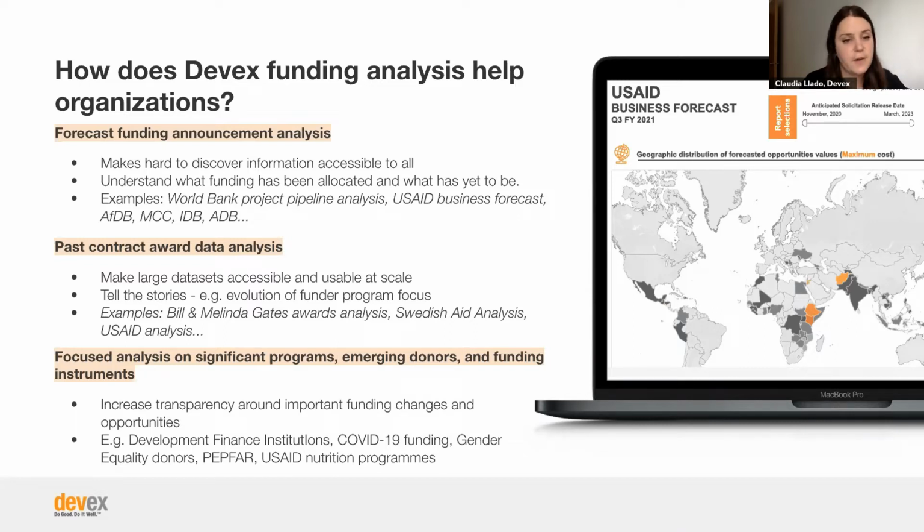The team also put together a COVID-19 funding data analysis where it captured all donor announcements and pledges in real time as the pandemic was unfolding in March last year. We've also got other examples such as PEPFAR programs, USAID nutrition programs. So quite a lot there to take a look at. Overall, it's important to look at the bigger picture trends, but also being able to filter down and see what's to come in the sectors and geographies that organizations work in.